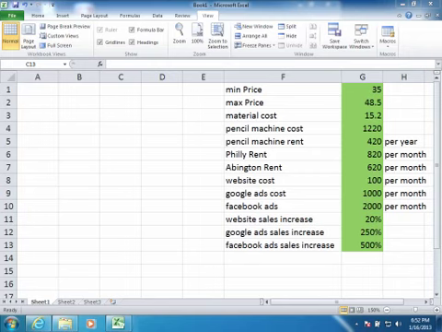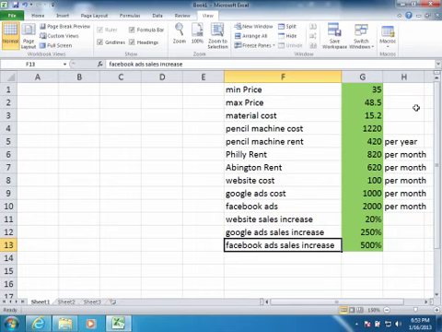Okay, the solution to Lisa's pencils. First, I pulled out all the facts of the case. So we know that the minimum price is 35, the maximum price, material costs, the cost of buying the machine, the cost of renting the machine, which is per year, the cost per month for both the Philly and the Abington stores, and the cost per month of the website, the Google ads, and the Facebook ads, and the increases that they cause.